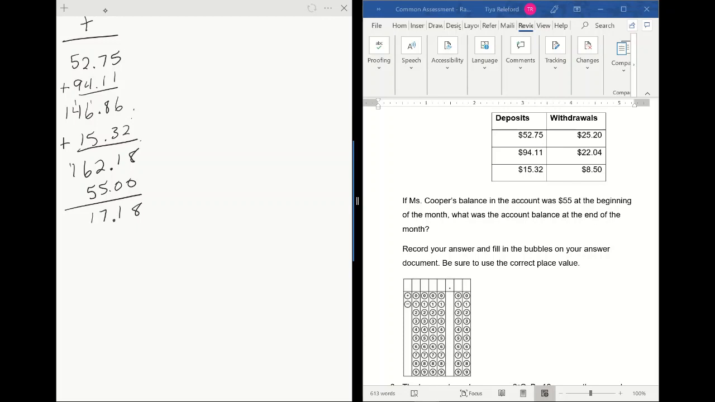Then you are going to add all your negatives. Then you subtract positives minus negatives. Now what is your answer?